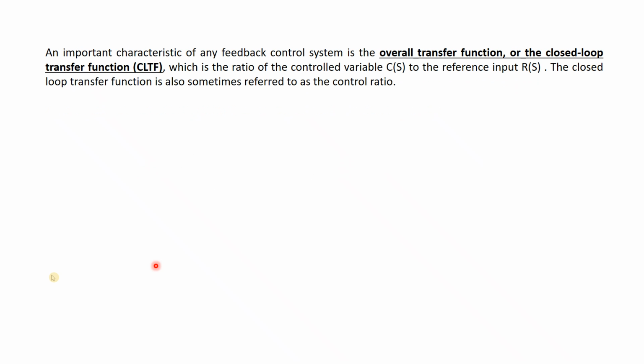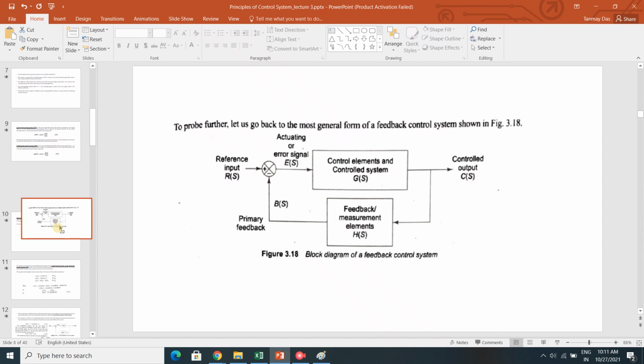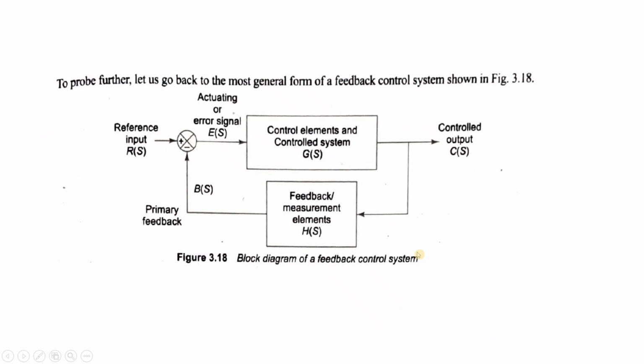Okay, so moving forward, now we will come to the closed loop transfer function. That means this entire system is the total system where feedback is there. So it will be the closed loop transfer function. So this is called the closed loop system. The open loop system has no feedback, and this is the closed loop system where feedback is there.